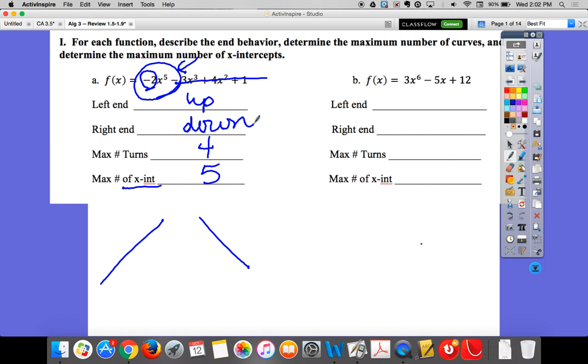Okay, over here you've got 6, that would be a 5, but since it's even, that means both ends are doing the same thing. They're either both up or they're both down. Look out front, it's positive, so both ends are going up. This thing is smiling. So we got up and up.